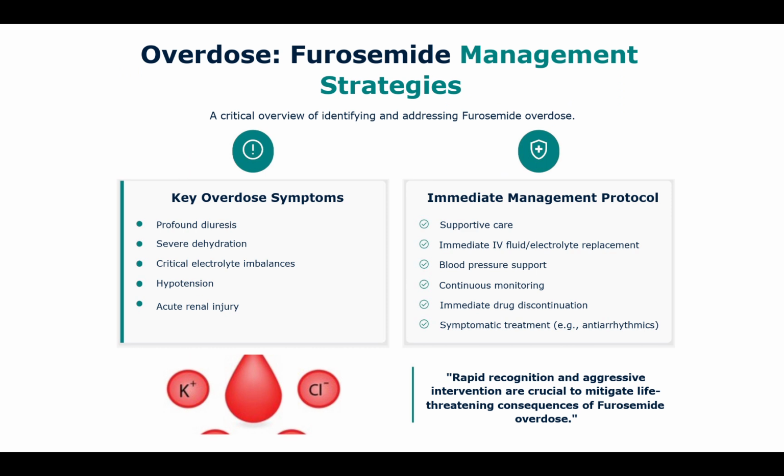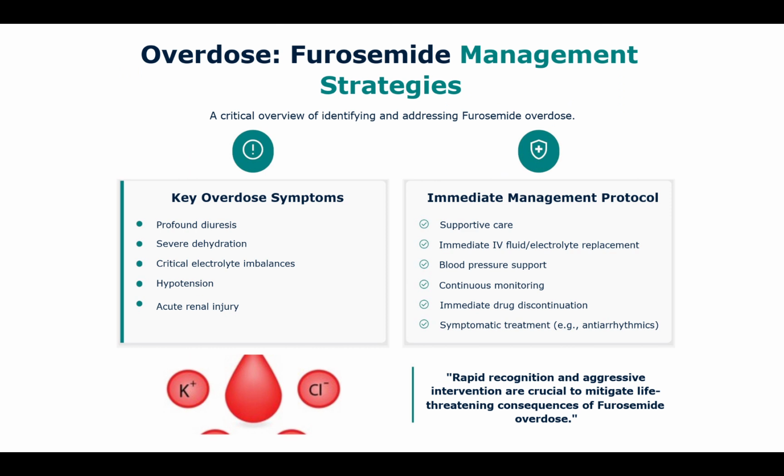These imbalances can quickly lead to dangerous cardiac arrhythmias, muscle cramps, weakness, and even paralysis. Hypotension, a significant drop in blood pressure, causes dizziness, lightheadedness, fainting, and potentially leads to shock. Acute renal injury can occur due to severe dehydration and electrolyte imbalances. Kidney function can be severely compromised, leading to acute kidney injury.